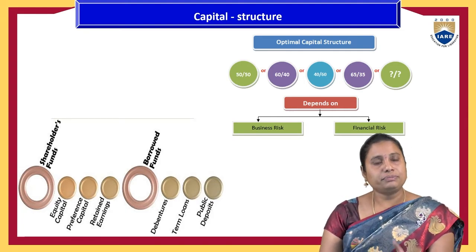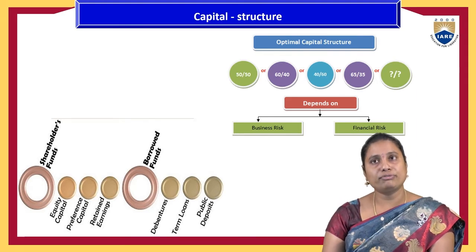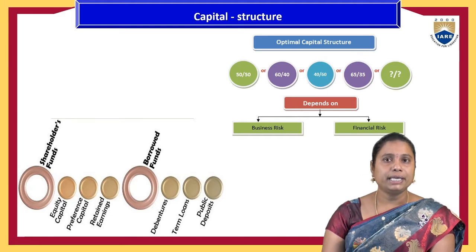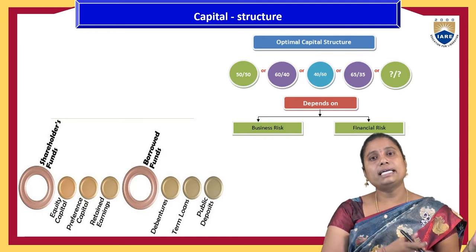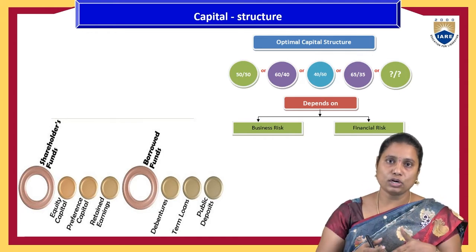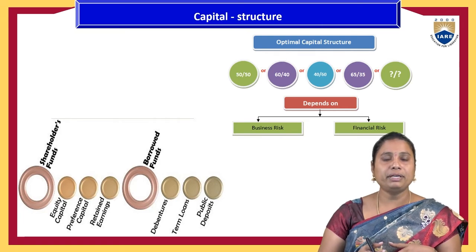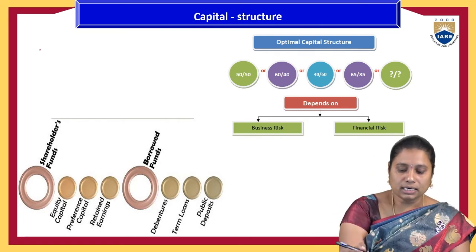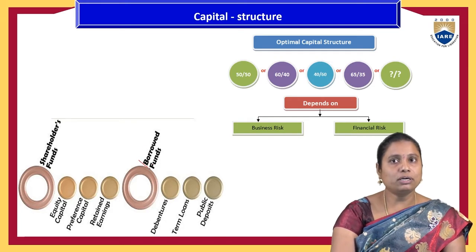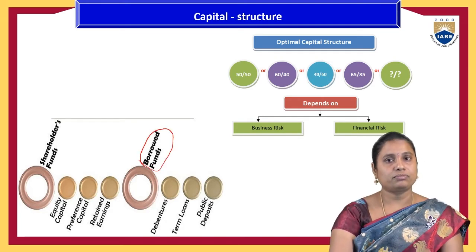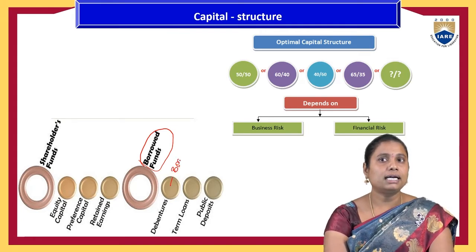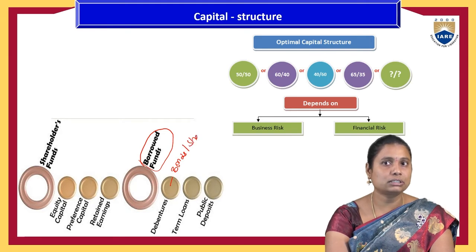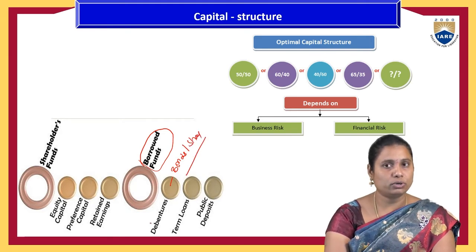So based on the business risk and the financial risk of the business activities, they will go for a proportion between debt and equity. That proportion or combination of debt and equity in the business is called the capital structure. Here the debt funds are called borrowed funds. They can borrow by issuing bonds. Those bonds are held by the debenture holders.